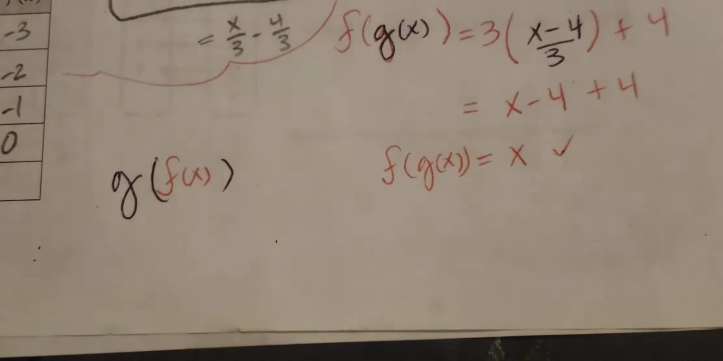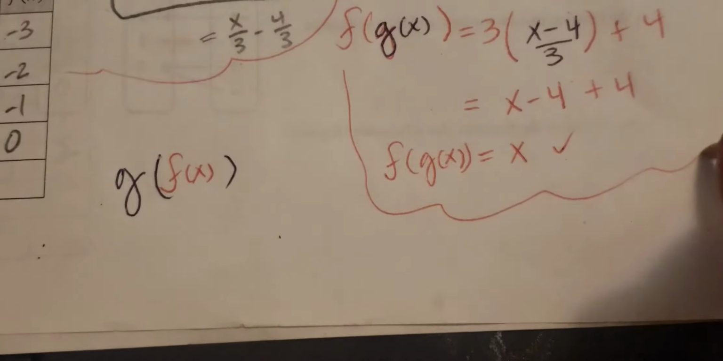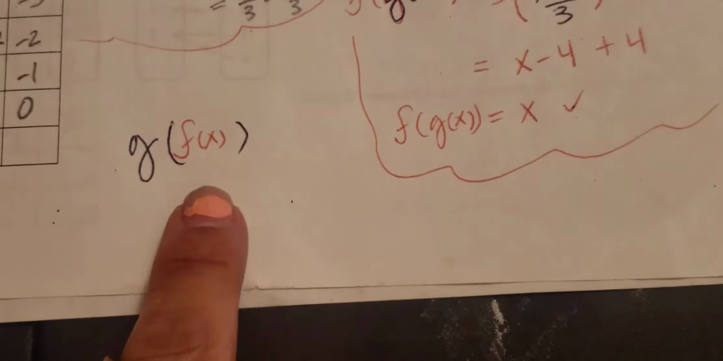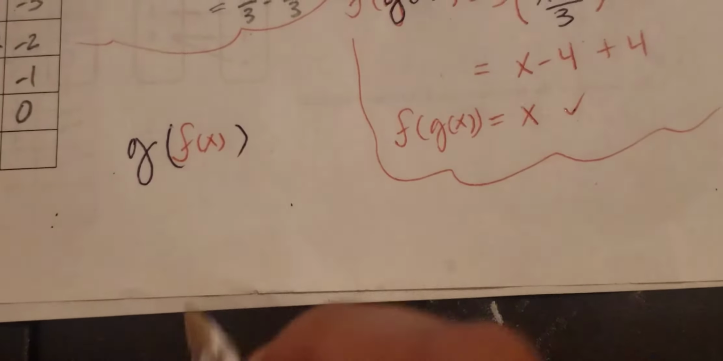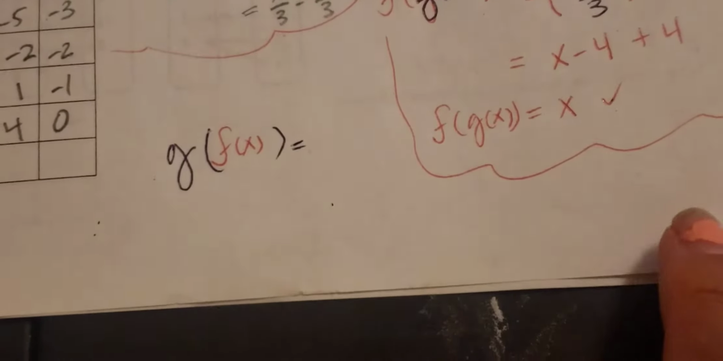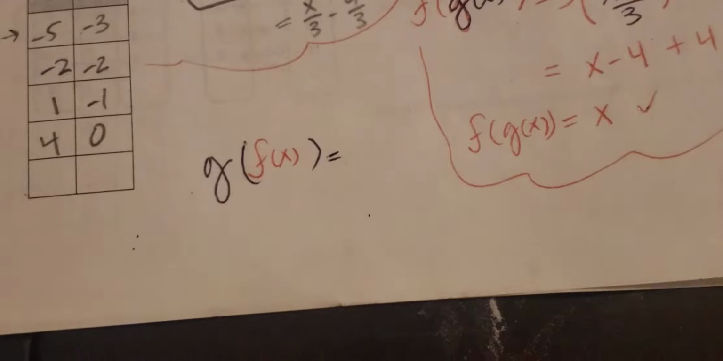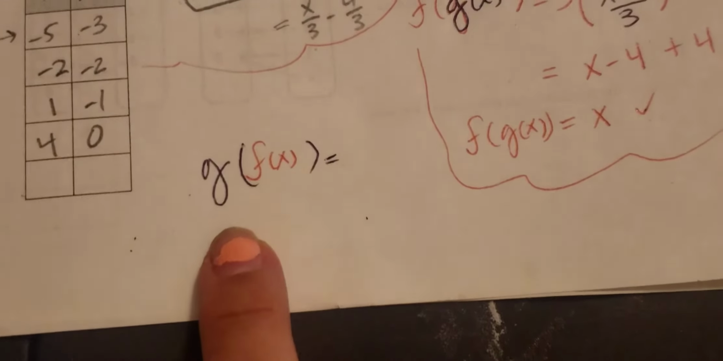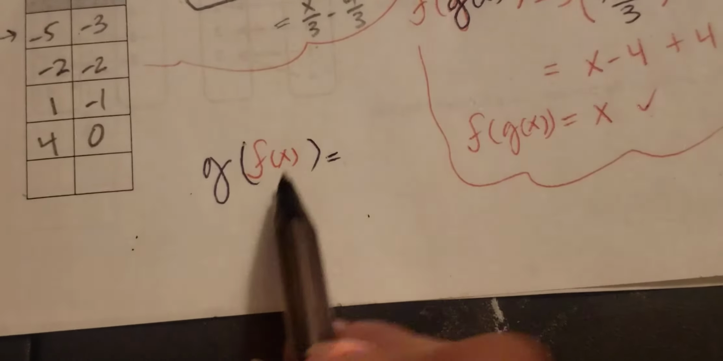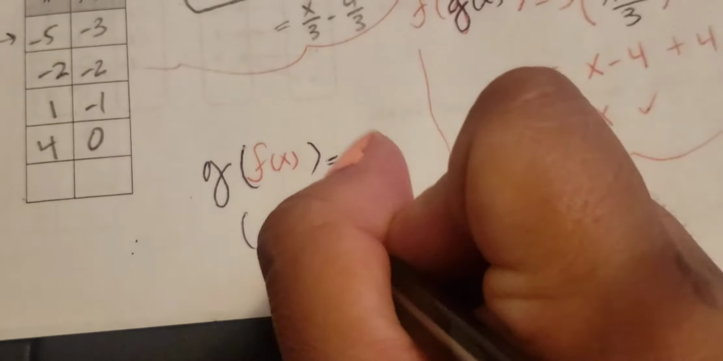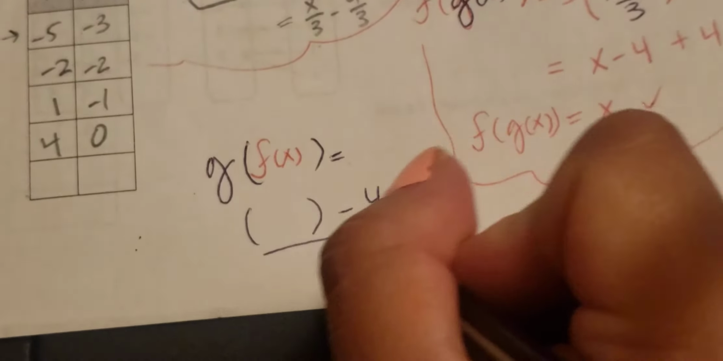G of f of x, okay? Let me move that over here. So now what I've done is I replace where x should be with f of x, okay? So let me use a black pen this time so it doesn't overlap. I tend to write big. So if you recall, my original g function was x minus 4 over 3, but wherever there's an x, we're going to substitute with your f of x function.